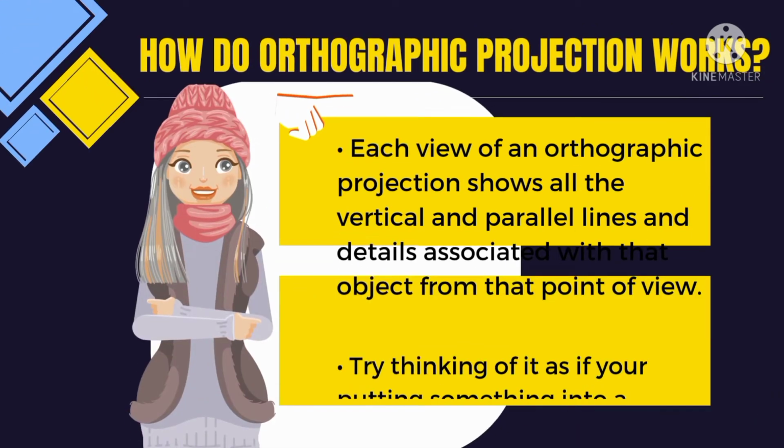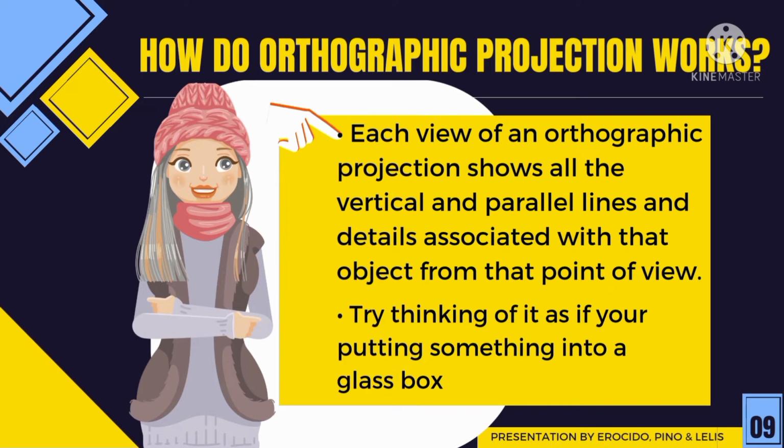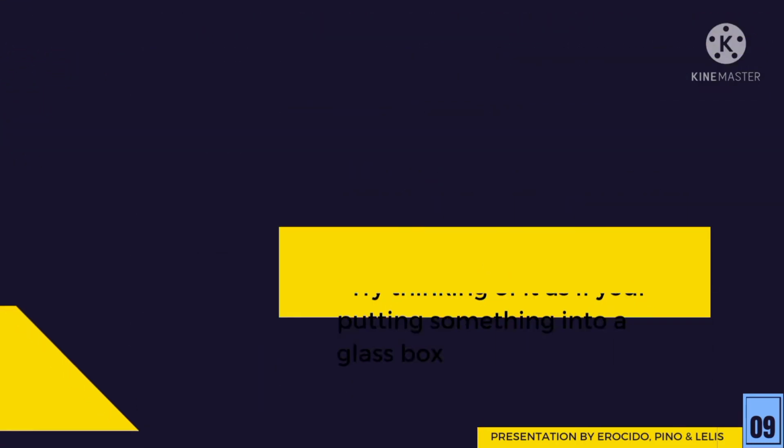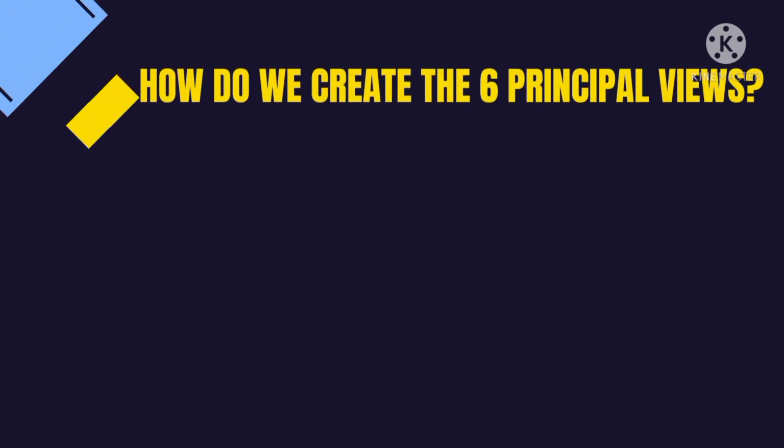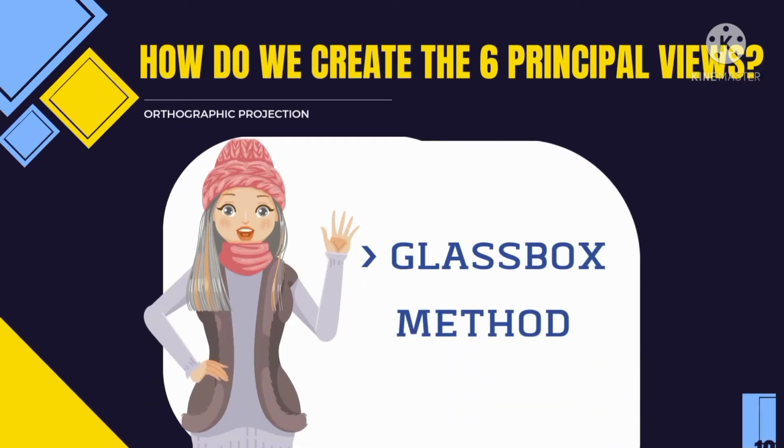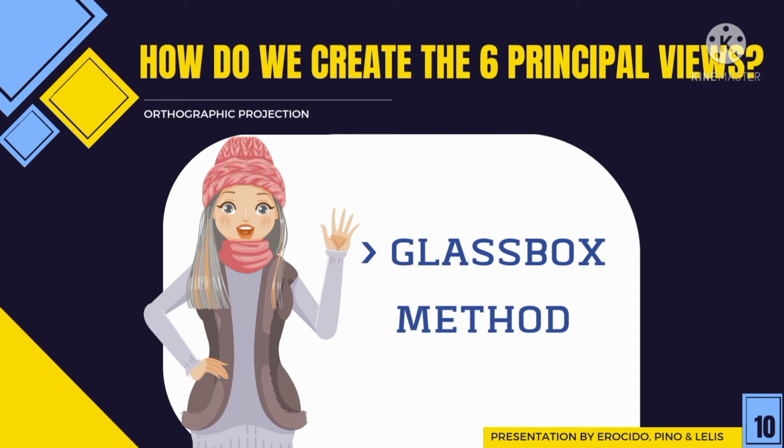So how does orthographic projection work? In each view of an orthographic projection, it shows all the vertical and parallel lines and details associated with that object from that point of view. Try thinking of it as if you're putting something into a glass box. So how do we create the 6 principal views? By the glass box method.